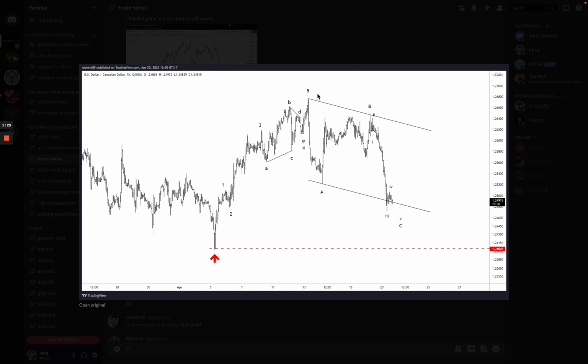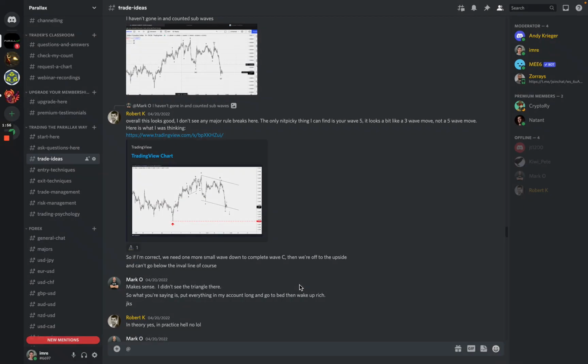Now that's really exciting because it tells us that after an ensuing corrective wave, we should see another impulsive 5-wave count to the upside, at least one more, right? So as you can see here, Robert's labels on this price chart indicate that he's looking for one more push down and then we complete wave C, at which point the market should rally strongly. And if I go to what Robert actually wrote, he said, if I'm correct, we need one more small wave down to complete wave C, then we're off to the upside and can't go below the inval line, of course.